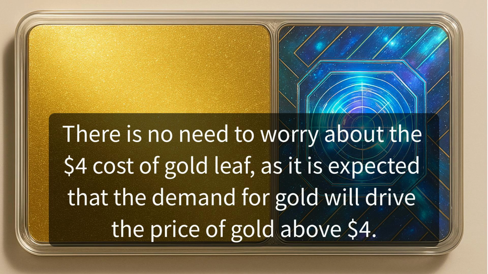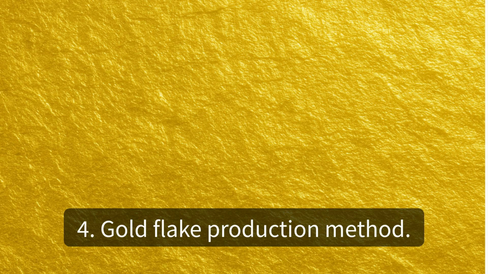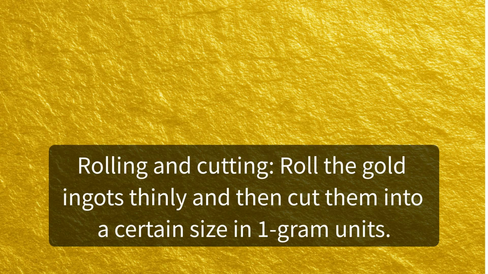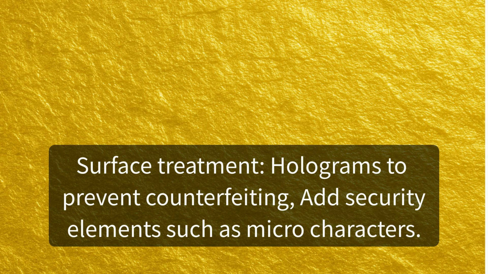There is no need to worry about the $4 cost of gold leaf, as it is expected that the demand for gold will drive the price of gold above $4. 4. Gold flake production method. Securing pure gold: secure gold with a purity of 99.99%. Rolling and cutting: roll the gold ingots thinly, and then cut them into a certain size in 1 gram units. Surface treatment: holograms to prevent counterfeiting.